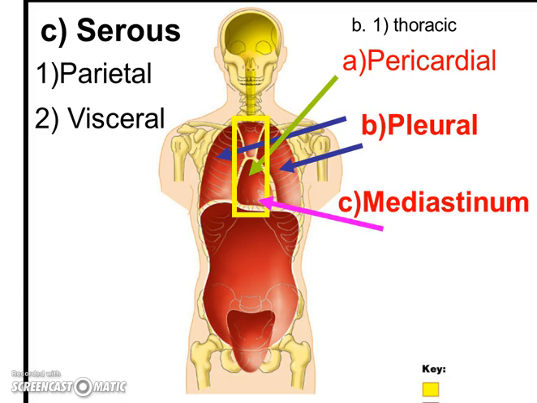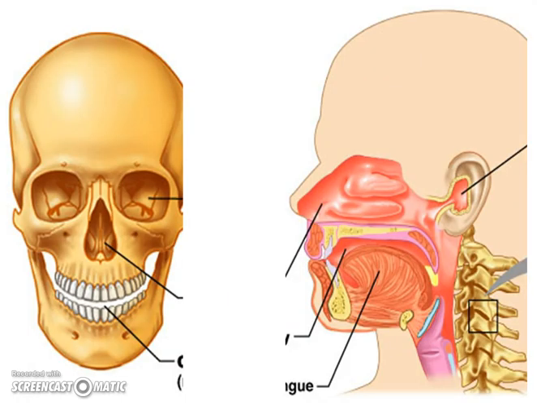So on your sheet where it says C, closed cavities are lined with serous membranes, parietal lines the cavity, visceral covers the organ. One good way to remember that is that visceral has a C in the middle of it. Visceral covers. Cover starts with a C. Now let's move on to open cavities.